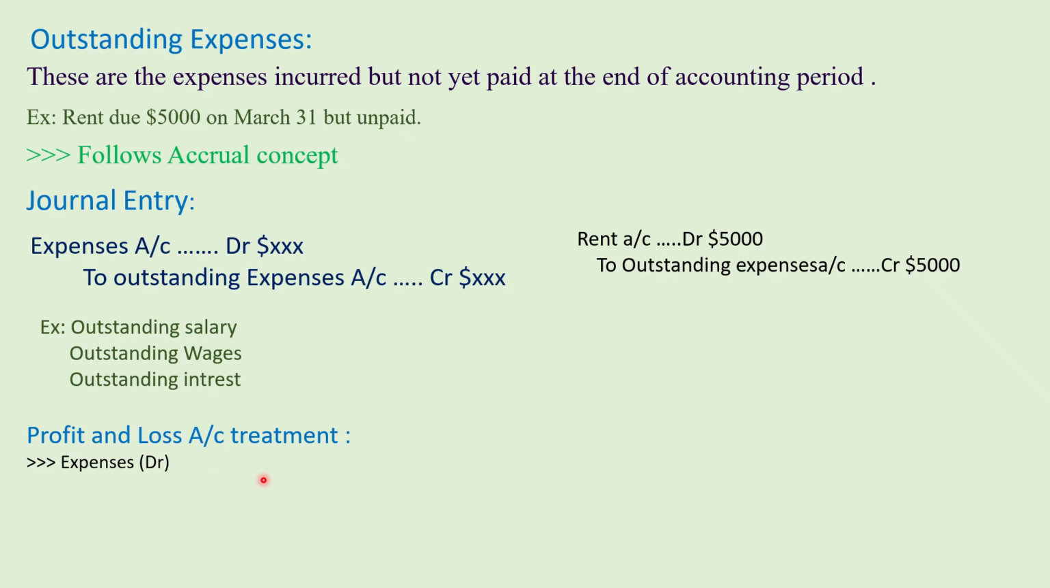And let us see this treatment in the balance sheet. As I said, this is a due amount. That's why anything due comes under current liability. This is an owed amount to another person. That's why this comes under current liability.